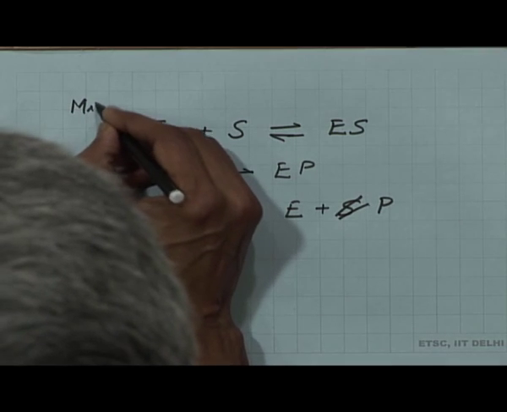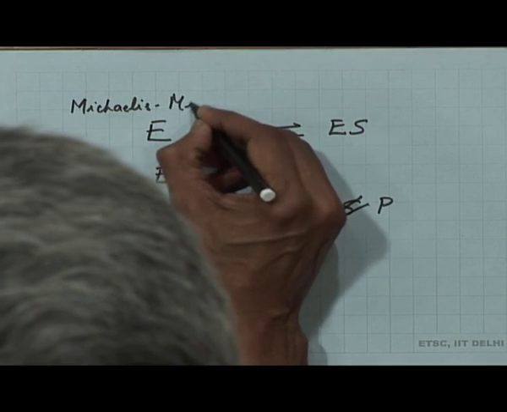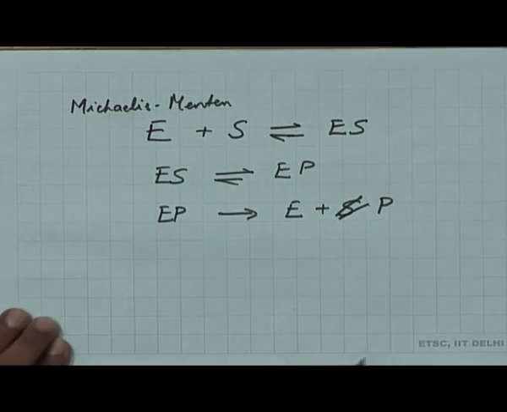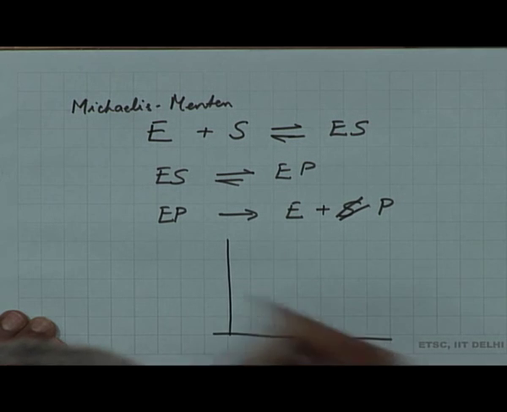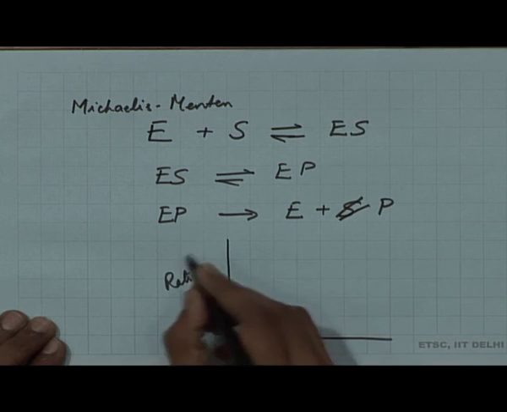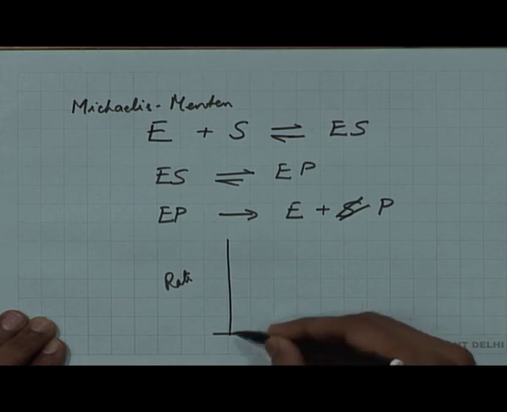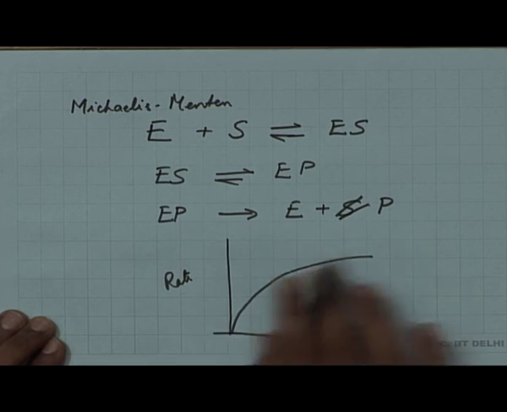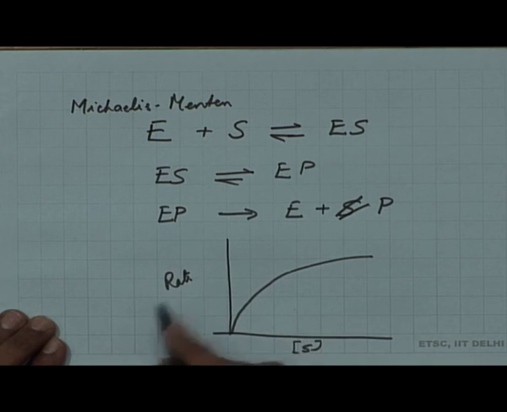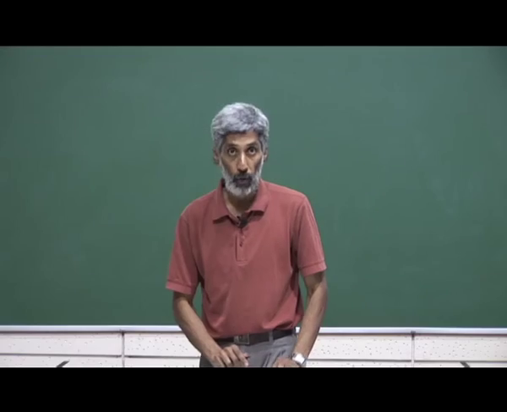This is attributed to two scientists. This mechanism is called Michaelis and Menten. And if you look at the rate of these enzyme catalyzed reactions as a function of the substrate concentration, you will find something which goes like this. So, typically in all enzyme catalyzed reactions, you will see the rate variation with substrate go like this. So, with this I think I will close for the day.